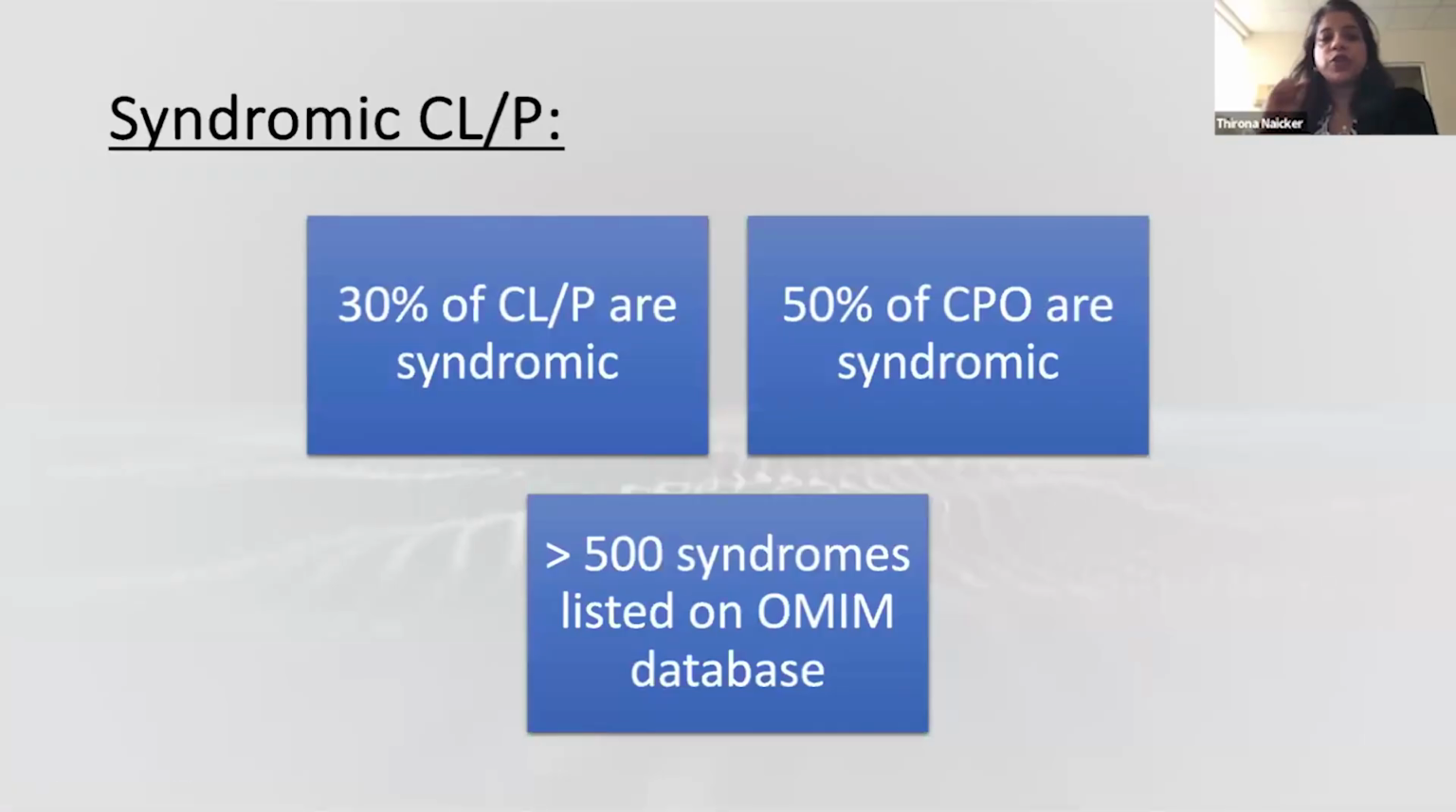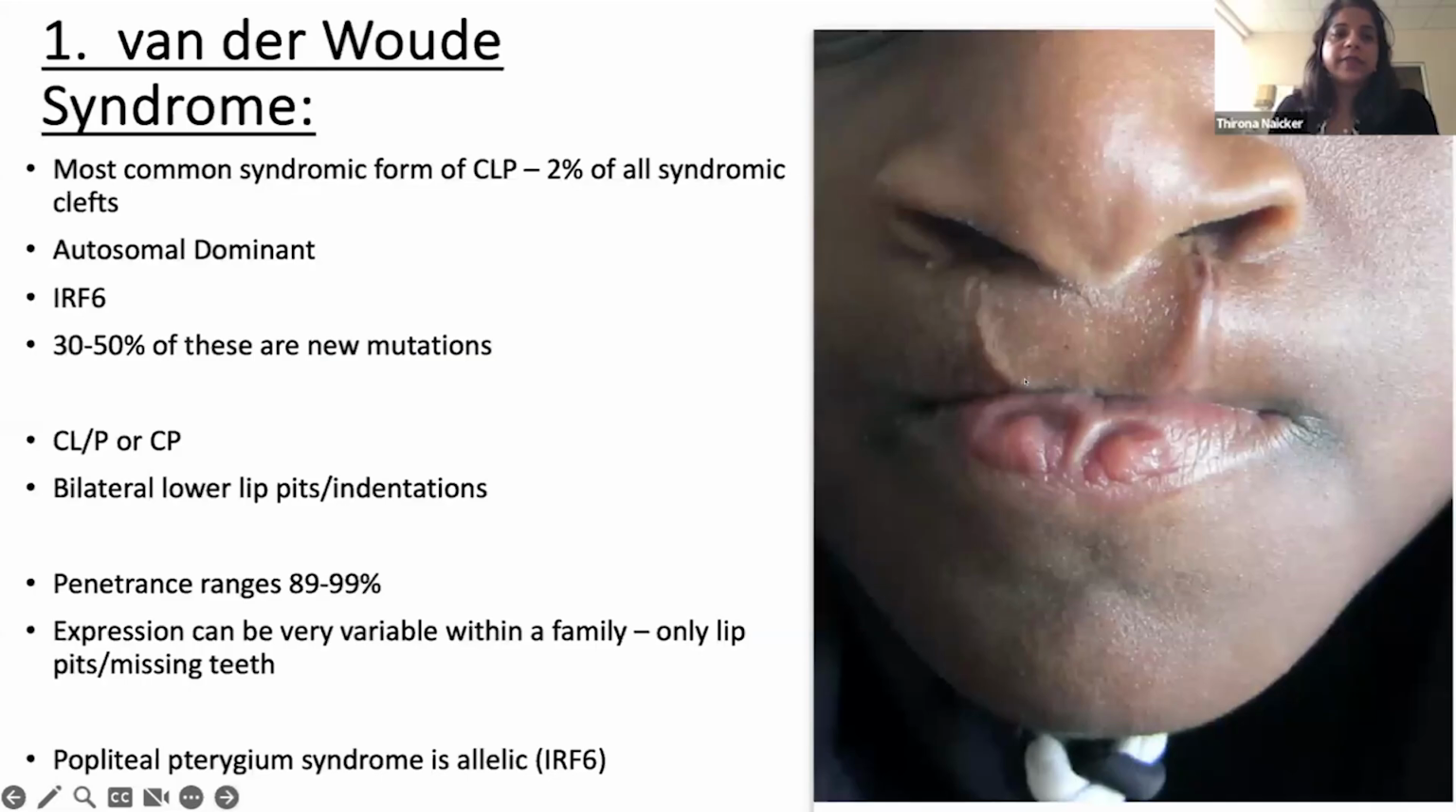In terms of syndromic cleft lip palate, if we look at the OMIM database, which stands for Online Mendelian Inheritance in Man, there are over 500 syndromes listed that have a link to cleft lip and or palate. What we know is that with cleft lip, with or without cleft palate, 30% of all patients are syndromic. That means 70% are non-syndromic. Whereas with cleft palate only, it's 50%. So half of patients with cleft palate only are syndromic. So we must look for the other congenital anomalies.